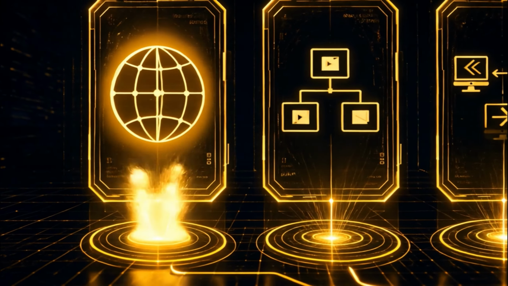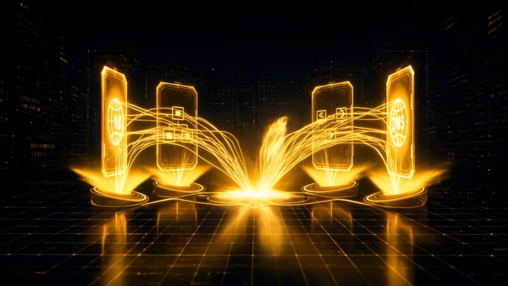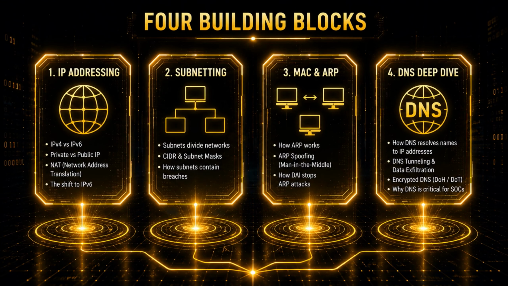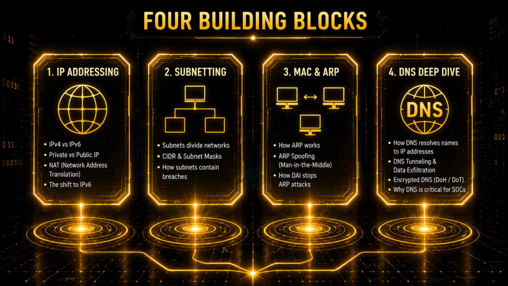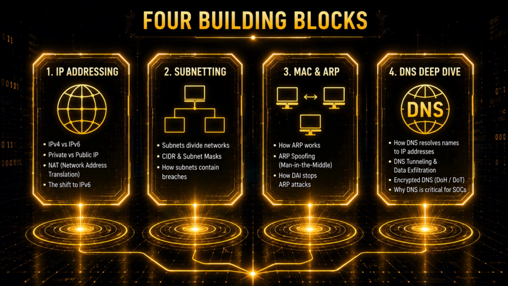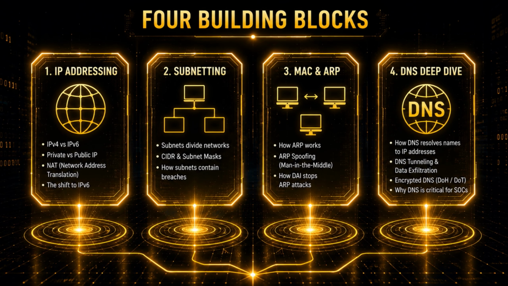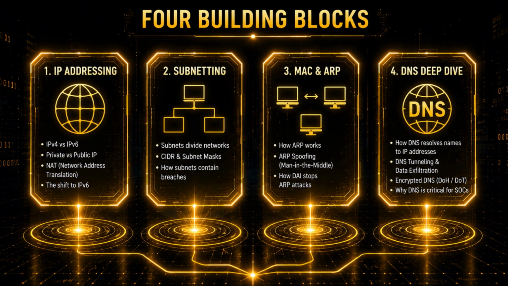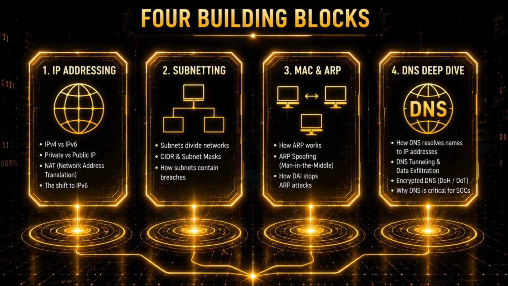To understand how computers communicate, you only need 4 building blocks. First, IP addressing. Every device on a network needs an identity. Without it, nothing knows where to send data. And the second is subnetting, the secret that divides one big network into smaller, organized neighborhoods. Don't worry, we'll make it simple.